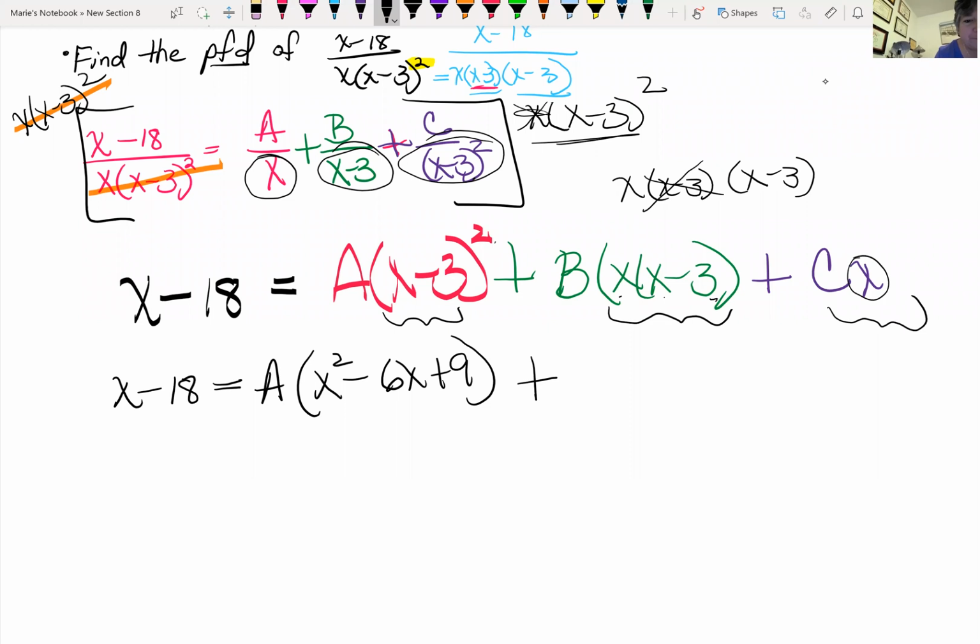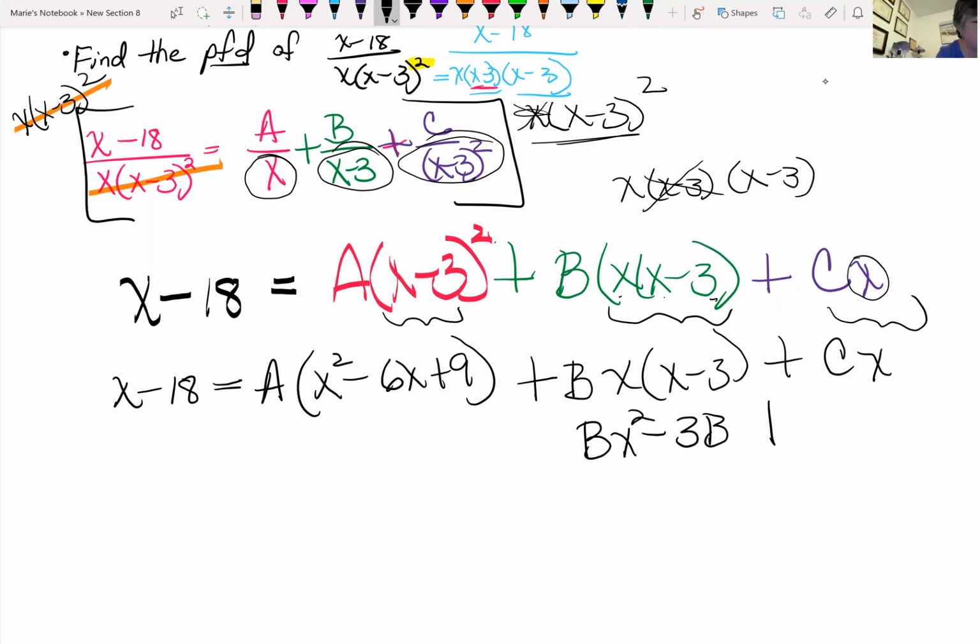Plus b times x minus 3. So actually I could write that out completely, but I'm going to leave it like that for now. And then plus the cx. This eventually will spread out. This will become b times xx, which is x squared, minus 3b, and then plus cx. Sorry, I forgot the x. Because remember, you're distributing this here and here.